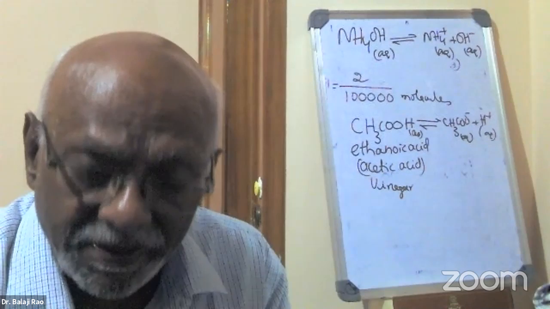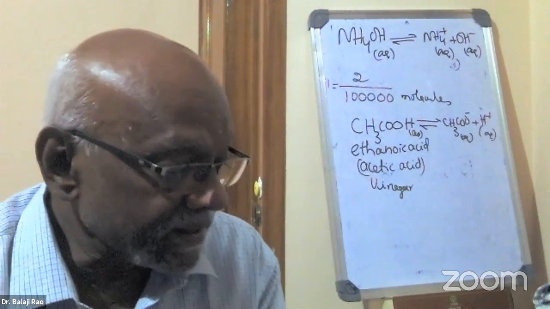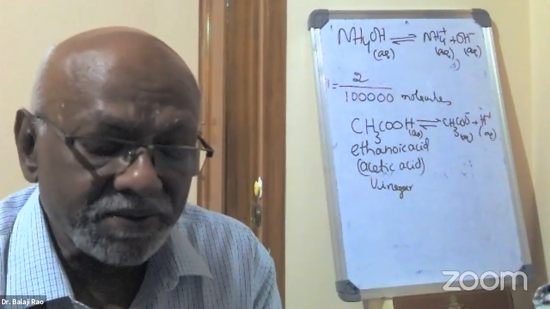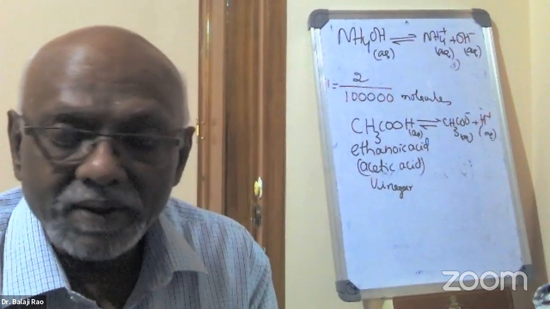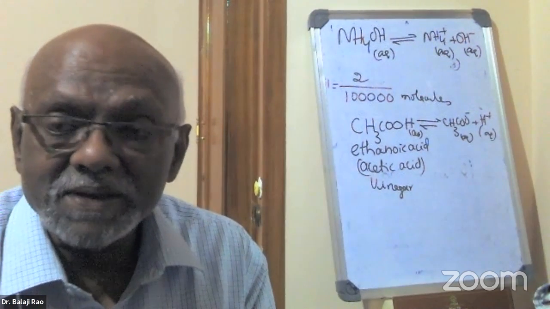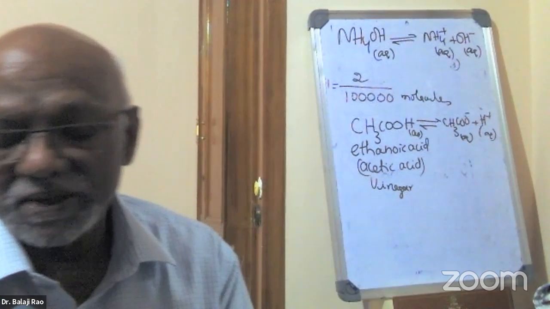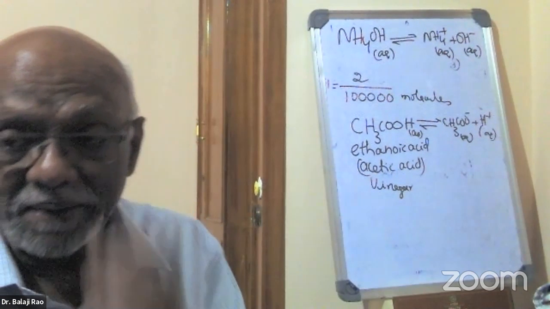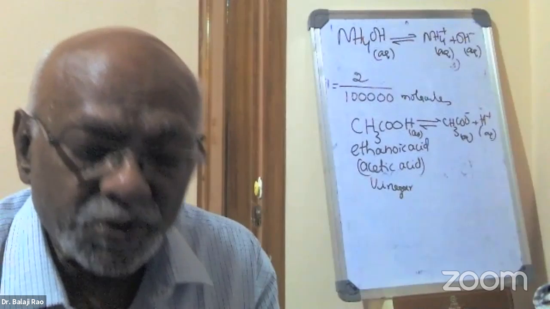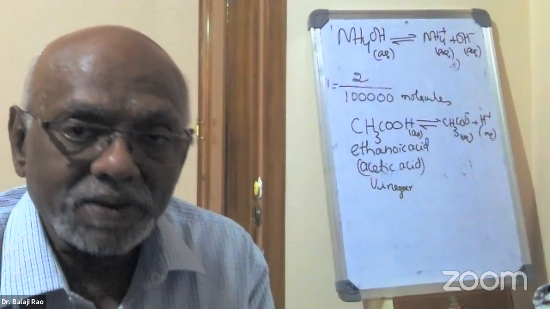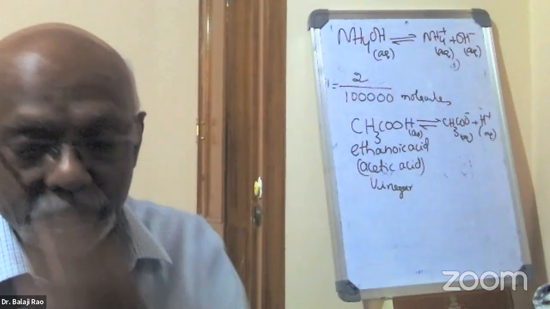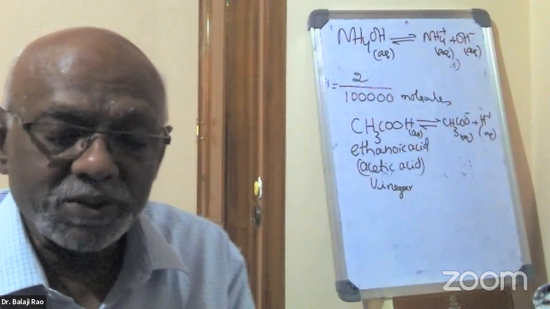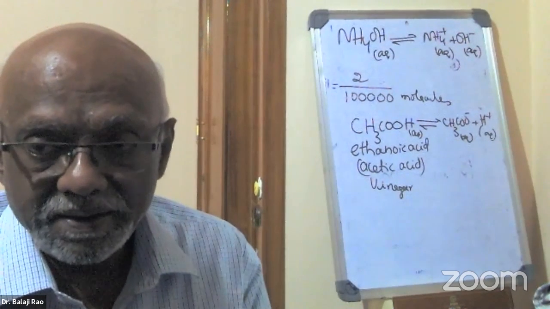Now, if the pH of the rainwater is slightly less than 5.6, then we call this acid rain. This is a question that could potentially be asked. What is acid rain? When the pH of rainwater is less than 5.6, that rain is called acid rain.